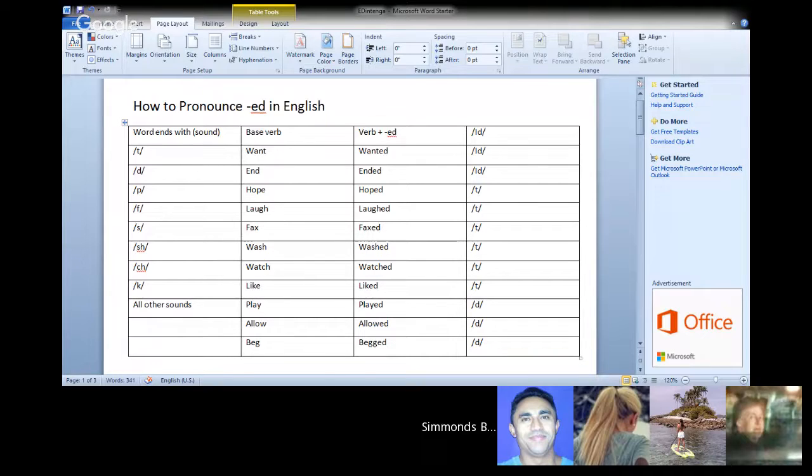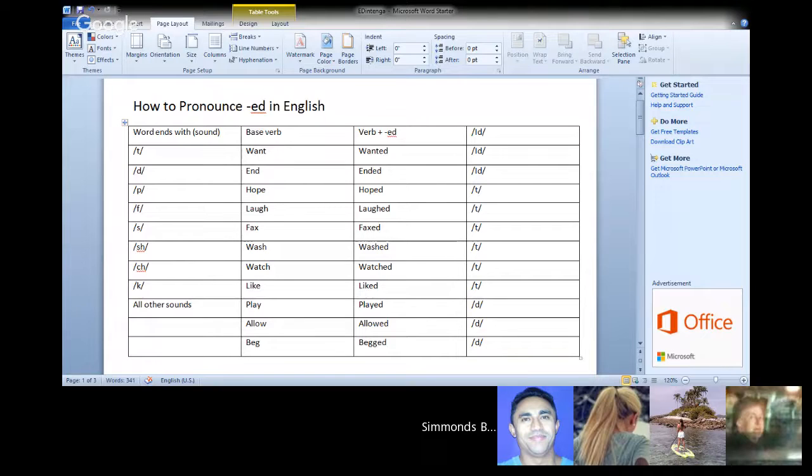Sometimes I wonder about the T ending and D ending. Is there a rule for changing T and D sounds? Are there any rules? Yes, these are the rules. When it says the word ends with, and I have the sound in parentheses on the left side, these are kind of the rules.